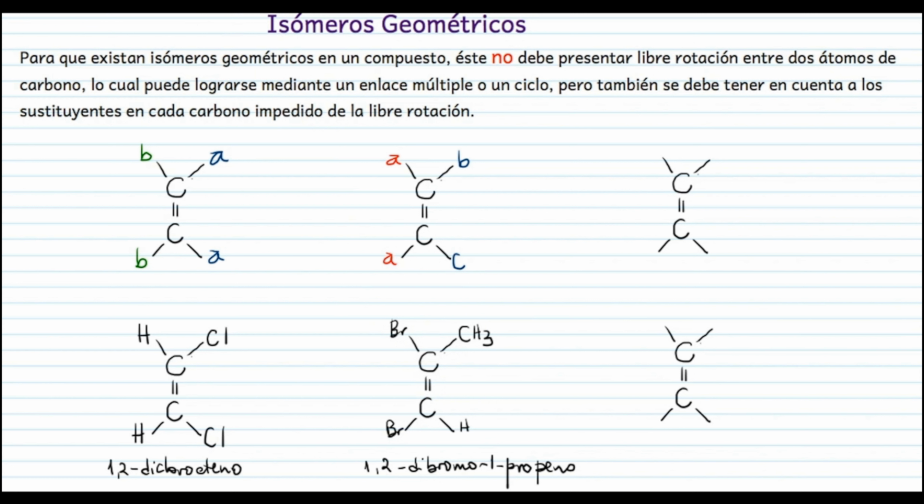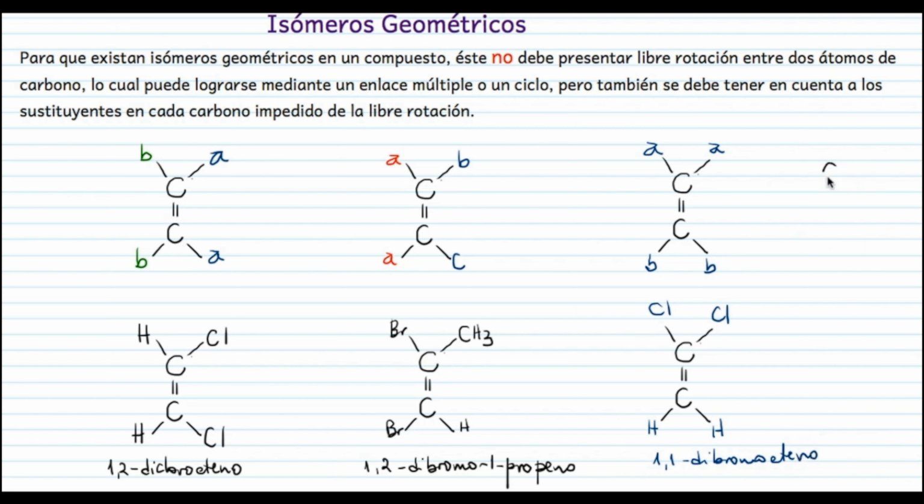I'm going to show you now when I don't have geometric isomers. For example, if here I have A and A and here B and B, there is no possibility of having geometric isomers. For example, chlorine, hydrogen, hydrogen, and this would be 1,1-dibromoethene, and I just thought of another one to show you what it could be.